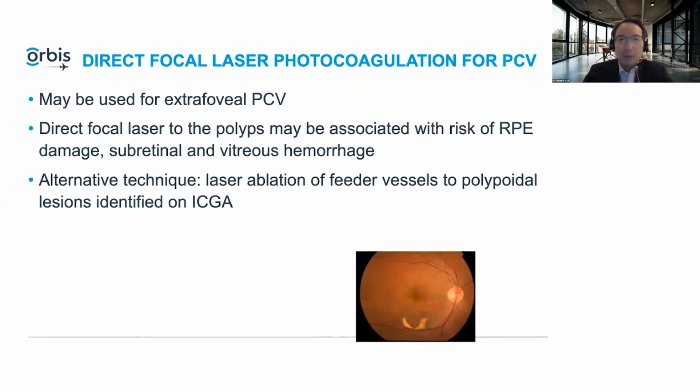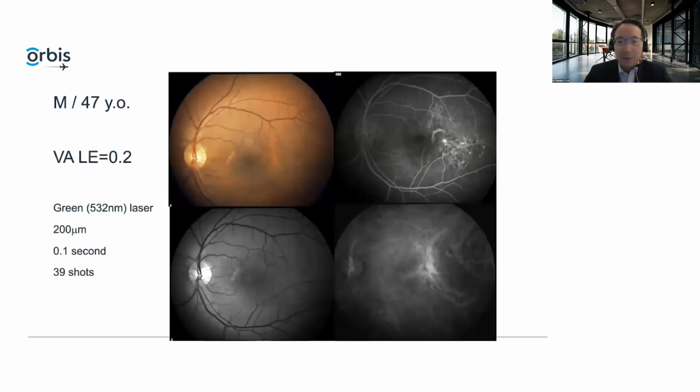The most simple one is the direct focal laser, and it has been used for extrafoveal PCV. With these polypoidal lesions well away from the fovea, we can use the laser to burn them. But of course, there might be some risks, including RPE damage, subretinal, or even vitreous hemorrhage. Another alternative technique is to use the ICGA to look for the feeder vessel, but it's technically very challenging. This is an example of what we used. We used a green laser and applied it to this extrafoveal polypoidal lesion.